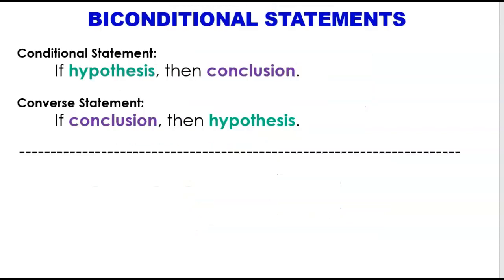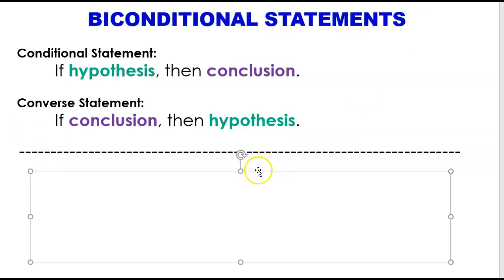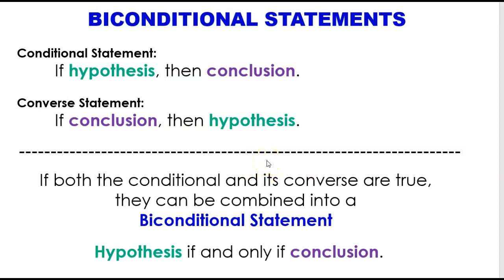The last type of statements we're going to talk about are biconditional statements. Okay? So remember that a conditional statement says if hypothesis, then conclusion. If conclusion, then hypothesis is the converse, right? Remember, converse just means to switch them. For the biconditional, okay, if both the conditional and its converse are both true, then it can be written as a biconditional statement, which says hypothesis, if and only if conclusion. Okay?